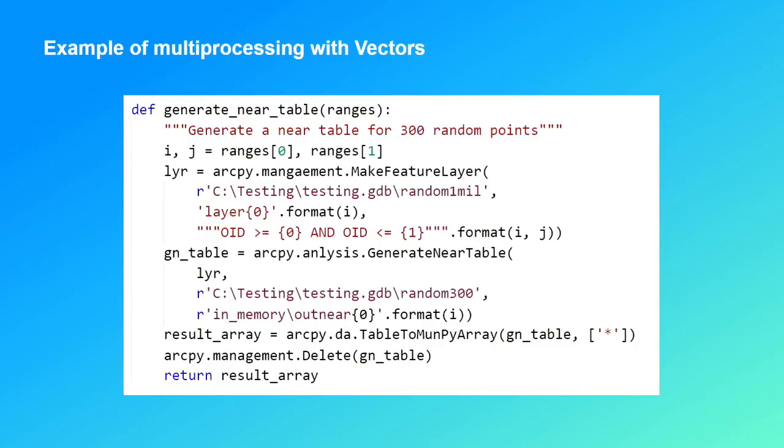The generate near table function that I previously mentioned, in this case, would take points and effectively use the analysis tool, generate near table, to create all of that. So I won't spend too much time going over this code here, but effectively you can see that we're using several tools from the geoprocessing world that have multiple ways of interacting with the data that you'll use.